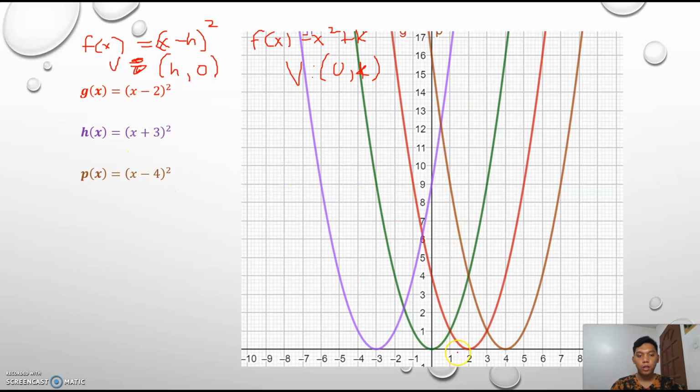If this is red, this is the graph of g of x. This is the graph of h of x. P of x is brown, so this is the graph of p of x. So the question is, what can you say about the implication of the changes in the value of h?